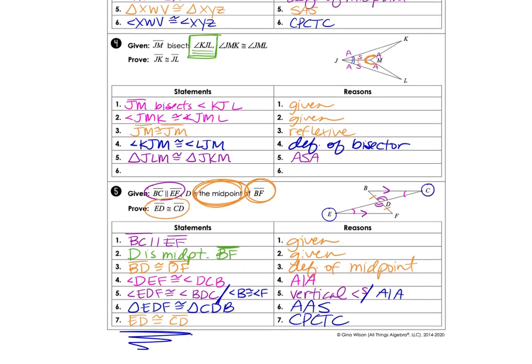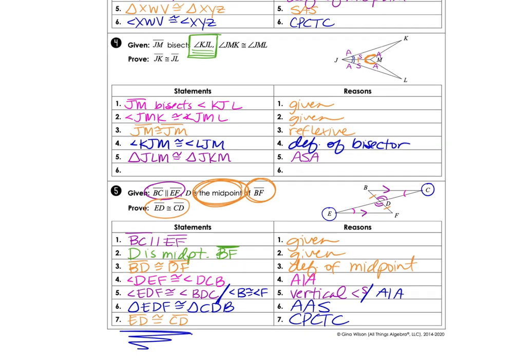Okay, and then what's your last step? JK is congruent to JM. And why is that? CPCTC. CPCTC, you killed it. Good job.